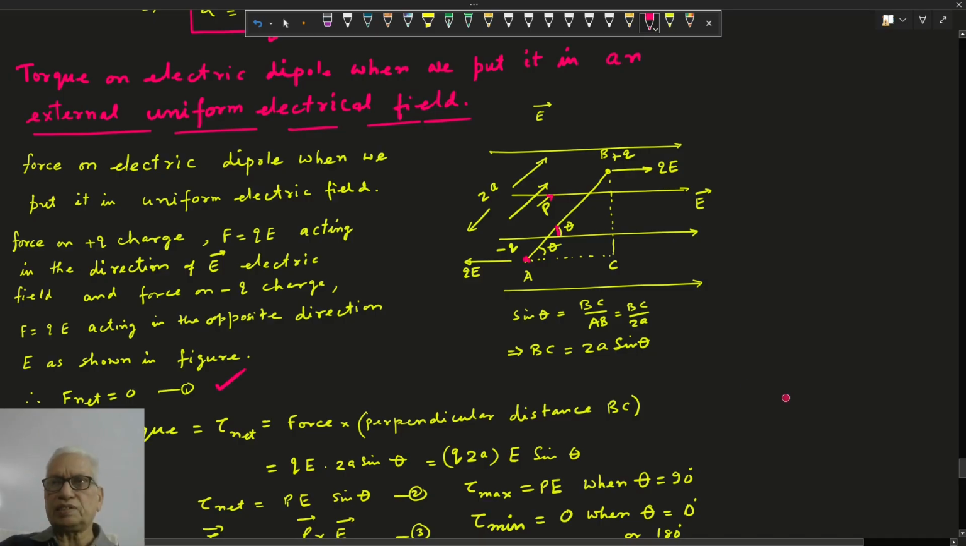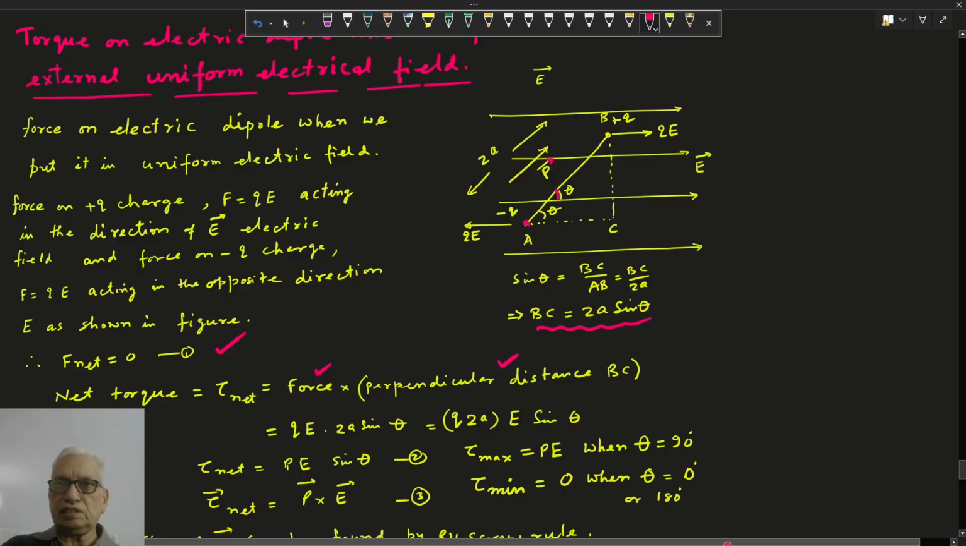और यहाँ पे ट्रायंगल लेंगे ABC, sin theta will be perpendicular BC upon AB, AB is what, a gap 2A, so BC perpendicular distance is 2A sin theta, net force 0 होगा, but net torque, force equal and opposite force acting, these two forces acting at separation distance something, so it is called a couple torque. What is a torque? Torque is the force multiplied by the perpendicular distance, here BC.